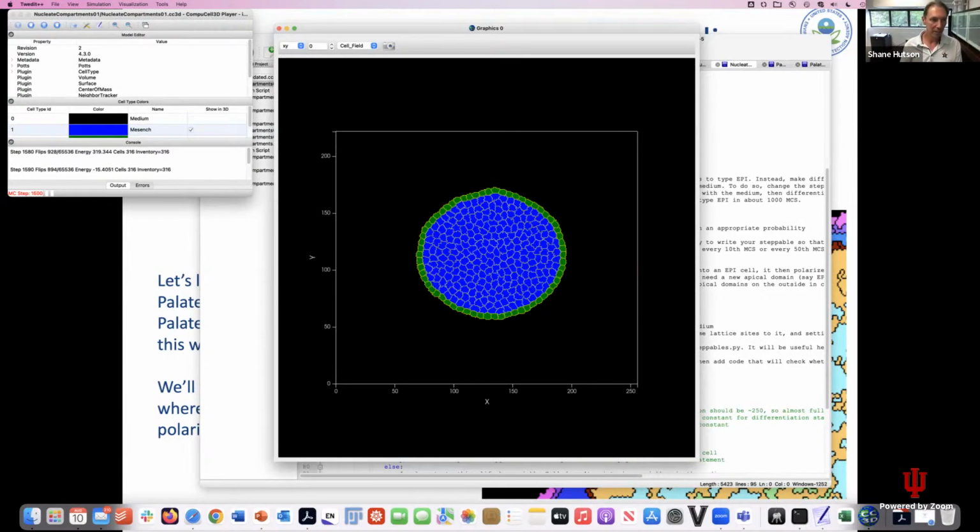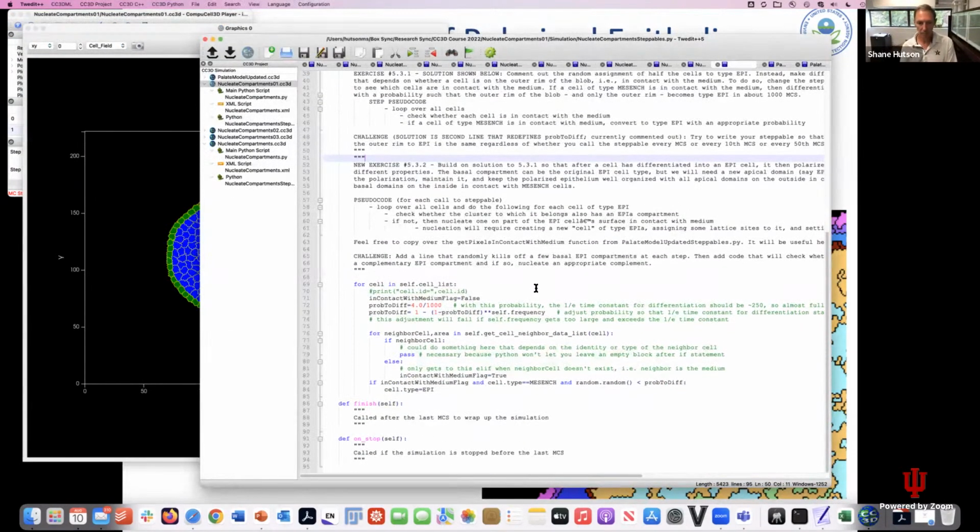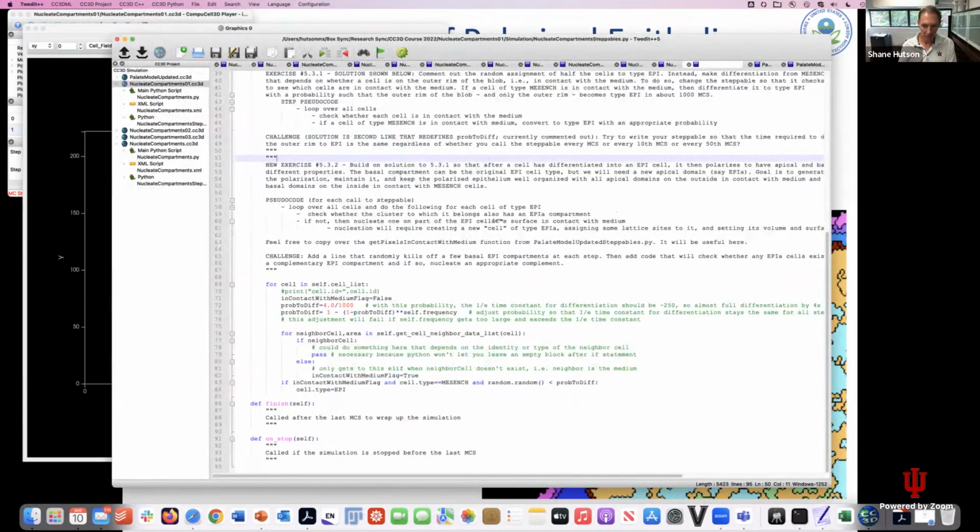Now, to show you what's actually behind that and what it's doing to do that differentiation as a function of time as it goes through, right? So it loops over the cell list for cell in self.cell_list. We have a function that's going to figure out whether the cells are in contact with the medium. So we set this Boolean at first to say, all right, it's not in contact with the medium, and so that's going to be false there. Okay. Let me make this a little bit bigger so we can see all the lines there.